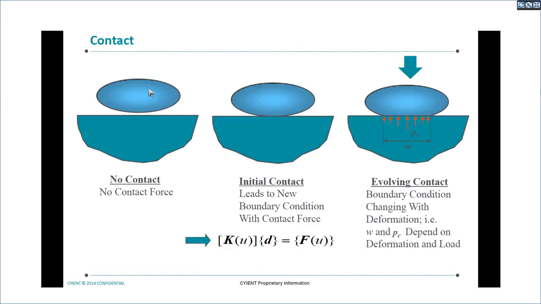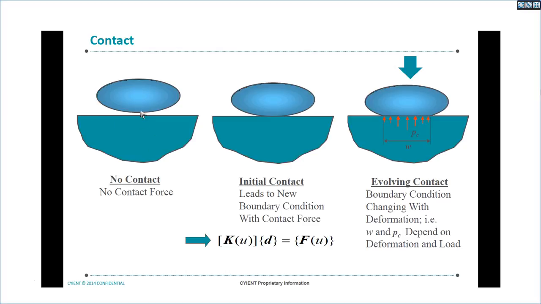So when these two components are apart, in this status there is no contact force. A gap is visible. When this component is moved further, it establishes an initial contact. That will result in new boundary conditions with contact force.